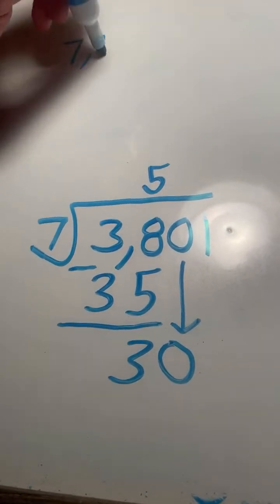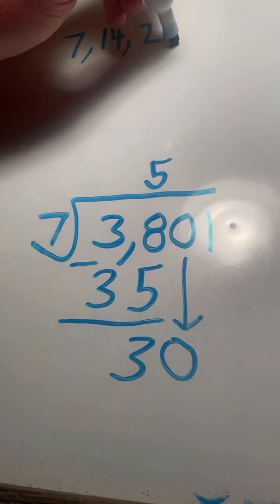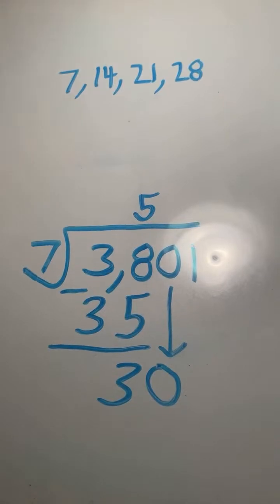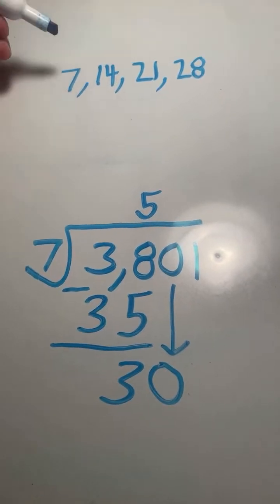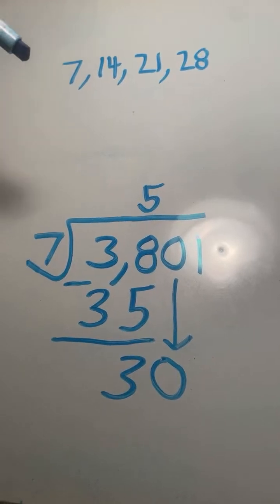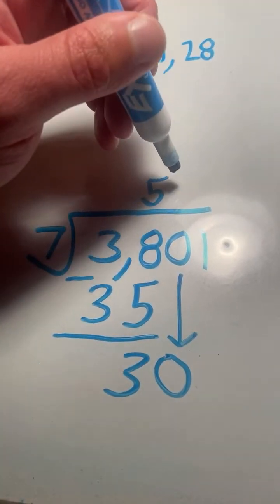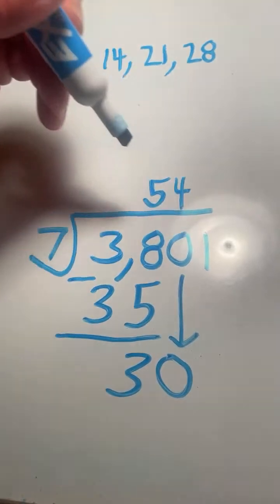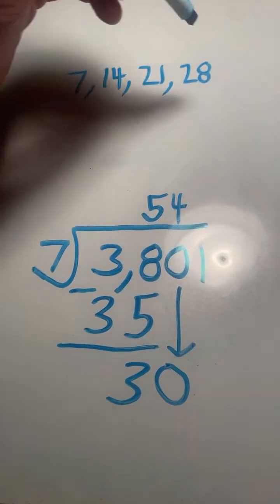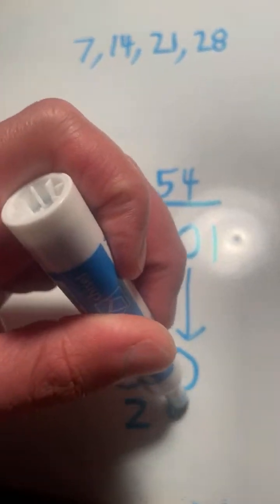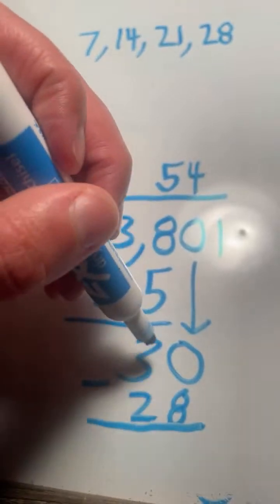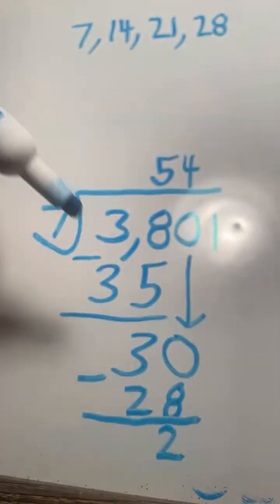7, 14, 21, 28. If I count by 7 again, I'll be at 35. I'll be past 30. But I was able to get 1, 2, 3, 4 full groups of 7 within 30. So 30 divided by 7 equals 4. 28 was as close as I could get to 30 without going over. So 30 minus 28, we subtract for the remainder. We have a remainder of 2.